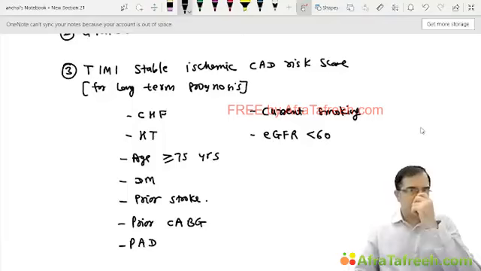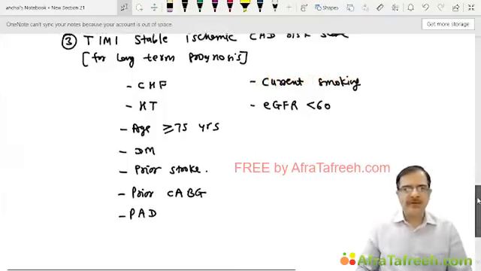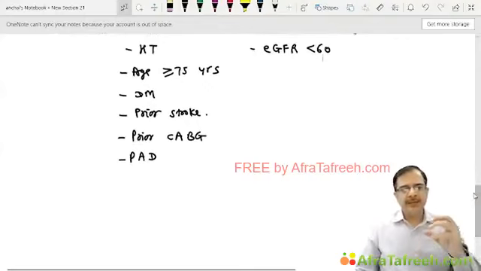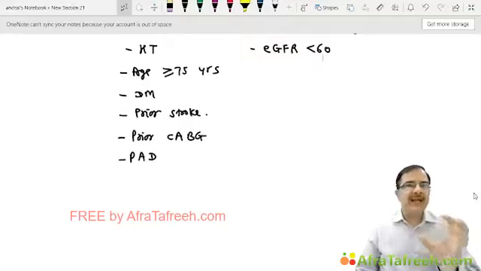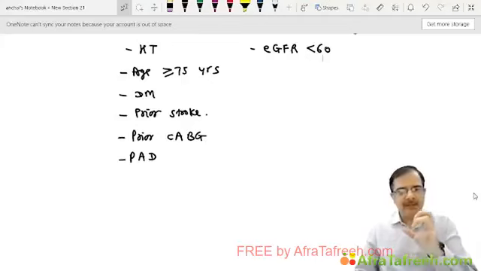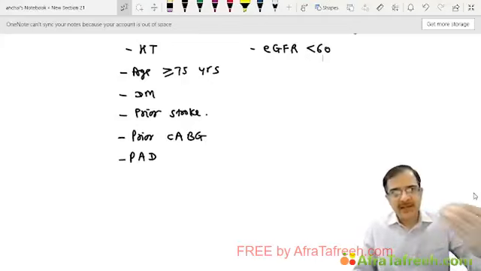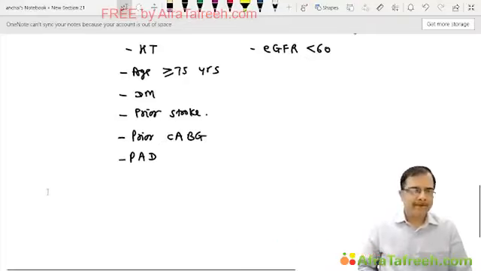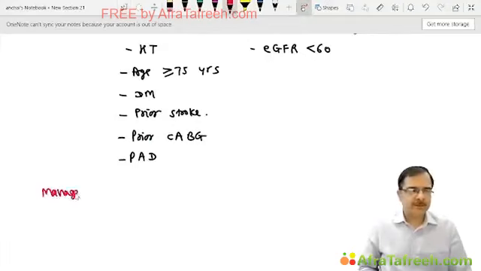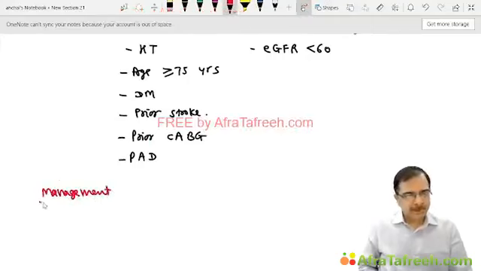Now, moving on to the most important section, which is the management of these patients. We can divide the management into different components. Those will be anti-ischemic therapy, antiplatelet therapy, antithrombotic therapy, and PCI, and their mechanism as well as their clinical effect study wise.